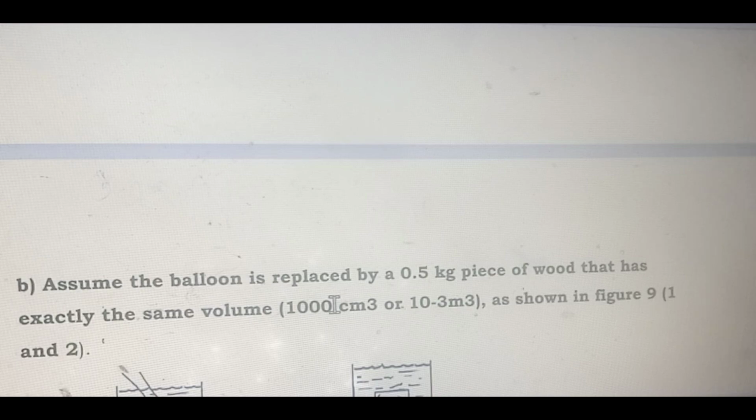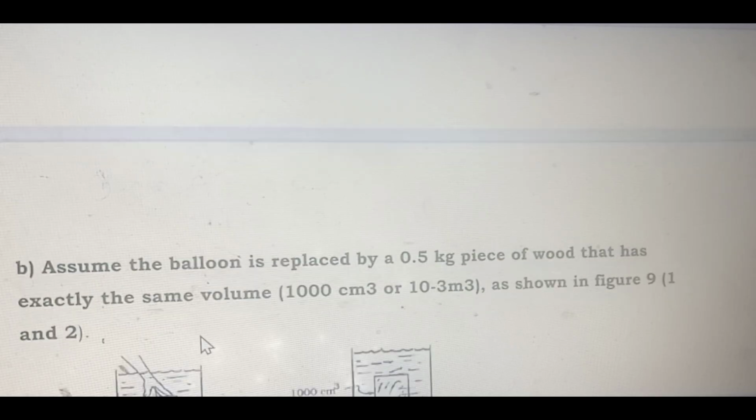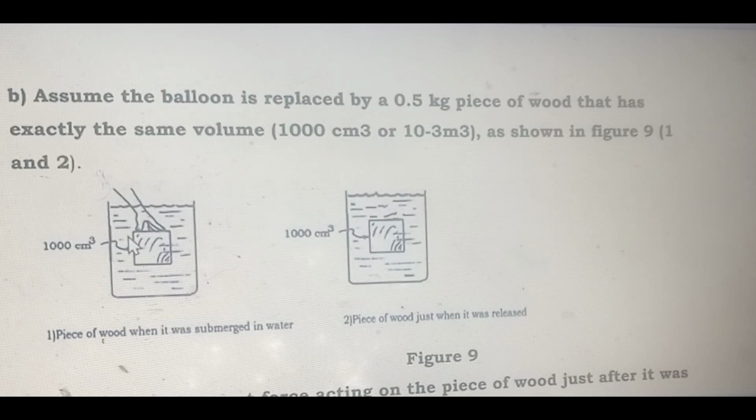B. Assume the balloon is replaced by a 0.5 kilogram piece of wood that has exactly the same volume, 1000 centimeter cube or 10 power negative 3 meter cube, as shown in figure 9. You see, this is the volume, this is the wood.